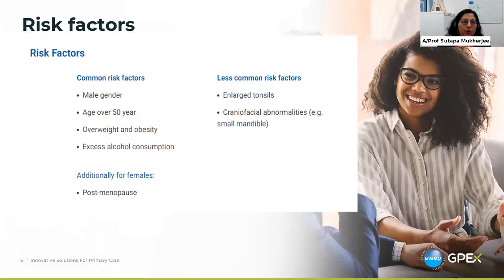So some of the risk factors we've already talked about. So being male, being over 50, overweight, excessive alcohol consumption, and for females, around the time of the menopause is where you do see that increase in prevalence. But some of the other risk factors are enlarged tonsils, and every now and then I look in someone's throat and I see these huge tonsils that are almost completely obstructing the airway. So always a good idea to have a look at the oropharynx. And then the craniofacial abnormality, so retrognathia, small mandible is a common risk factor.